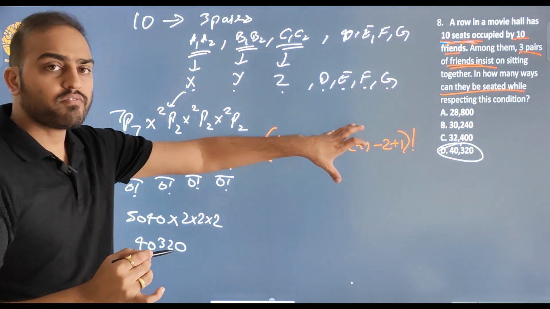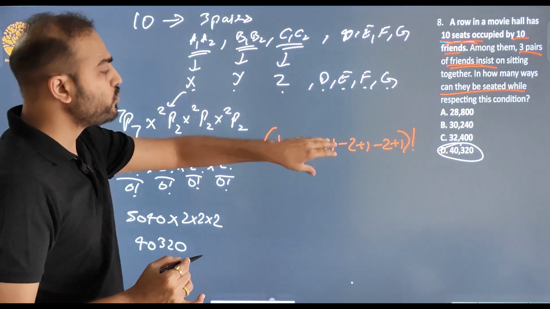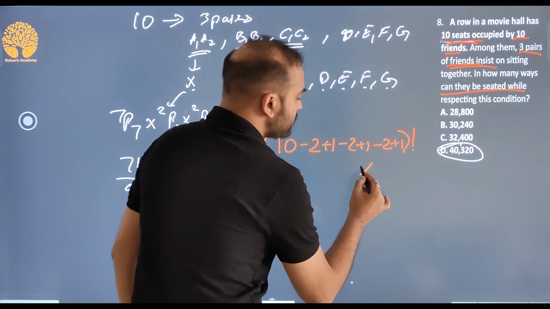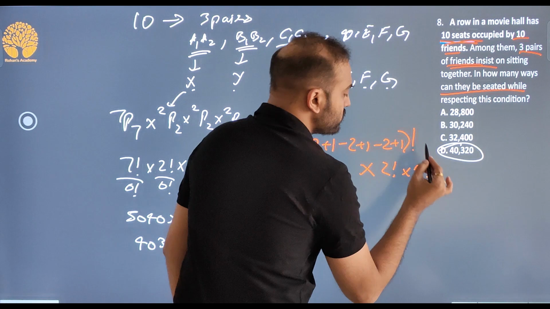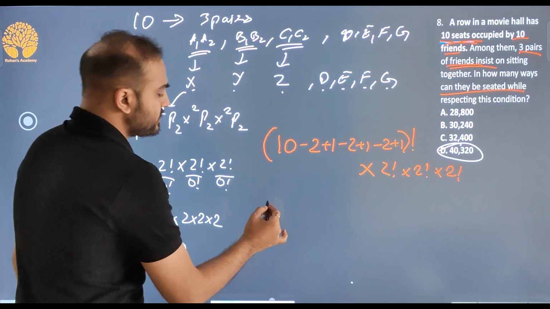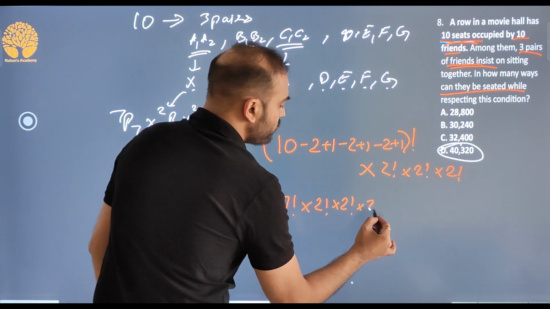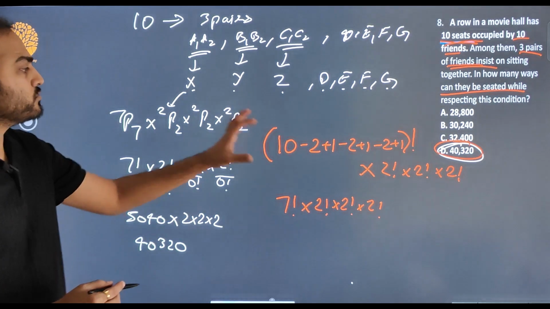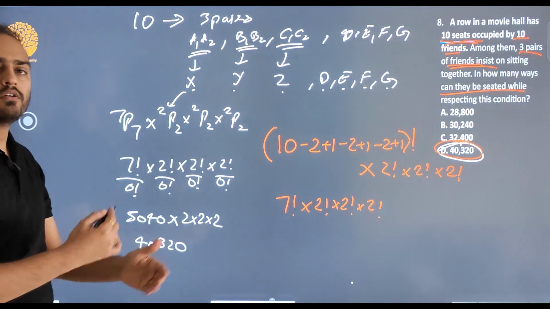That's n minus r plus 1 factorial. Because of A1, A2, minus 2 plus 1. Because of B1, B2, again minus 2 plus 1. Because of C1, C2, again minus 2 plus 1. Times r factorial. So because of A1, A2, 2 factorial. Because of B1, B2, 2 factorial. Because of C1, C2, again 2 factorial. So that simply becomes 7 factorial times 2 factorial, 2 factorial, 2 factorial, which is 40320 again. So this is how you can directly apply the formula, or understand the logic to solve.